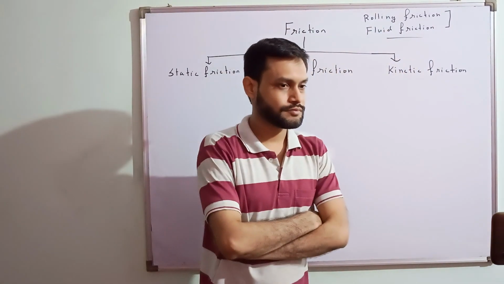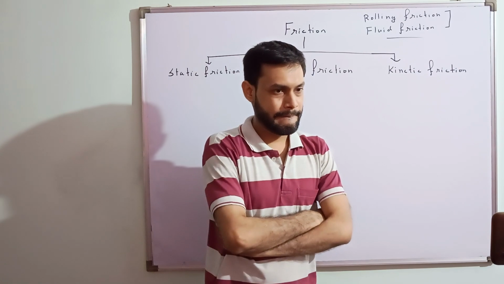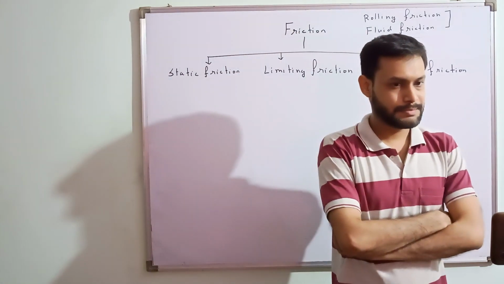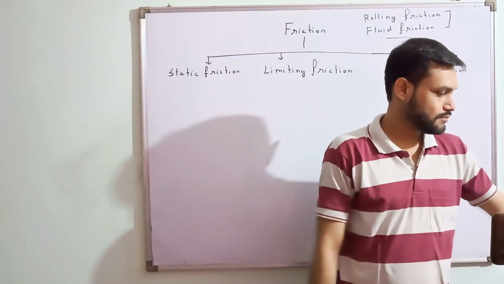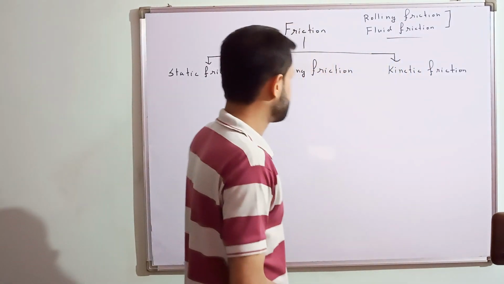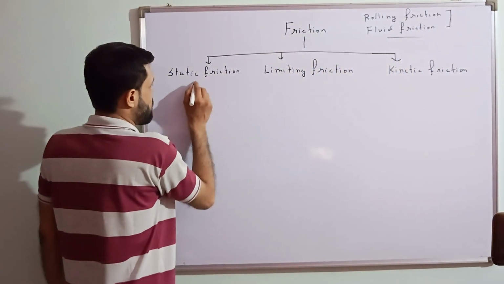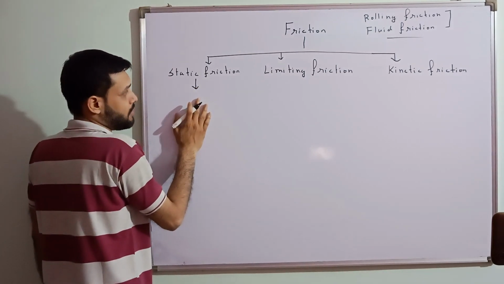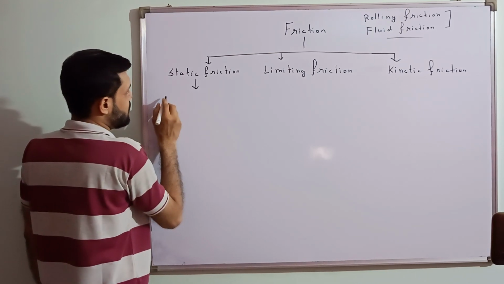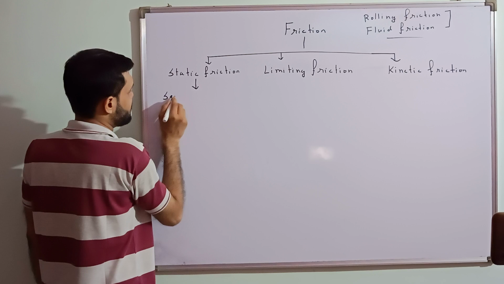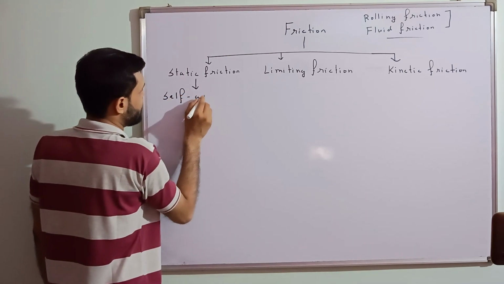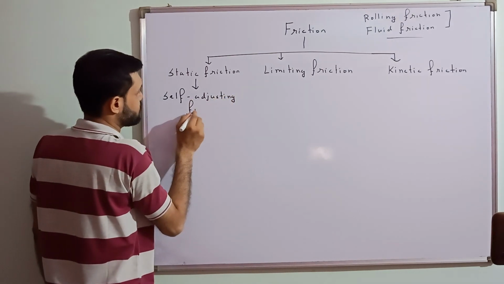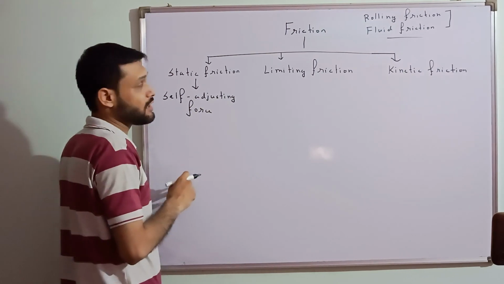Static friction is the force that resists immediate movement of one body over another. Static friction is when the object is at rest, when the object is not moving; that time the friction is static friction. Kinetic friction is when the object is already in motion. Another thing about static friction is that it is a self-adjusting force.